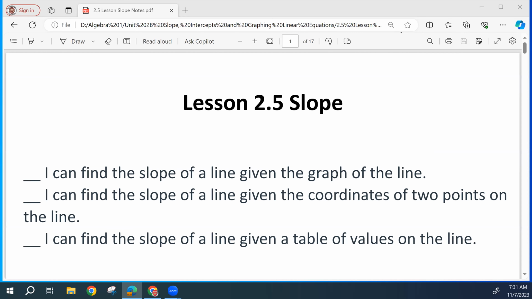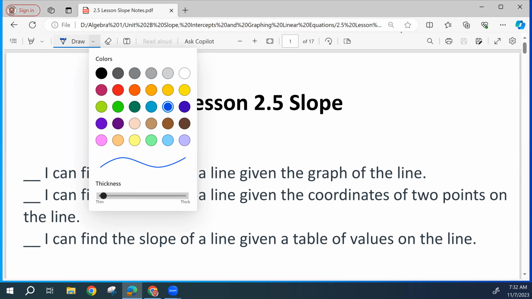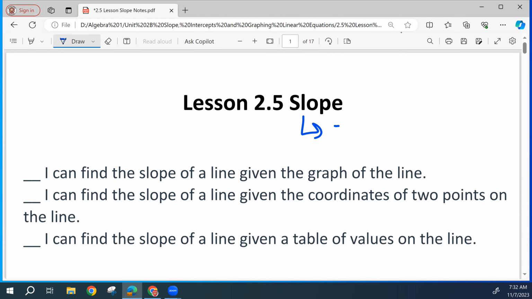Today we are going to start talking about lines in the coordinate plane and some of the characteristics of those lines. The first characteristic is perhaps one of the most important, and that's called slope. Slope, in a simpler term, is how slanted the line is. Another word we might use is how steep the line is.